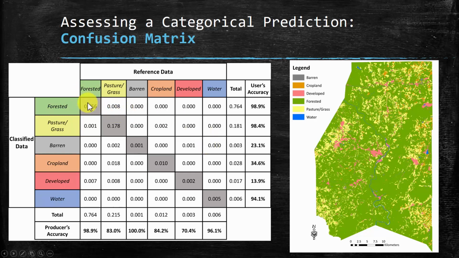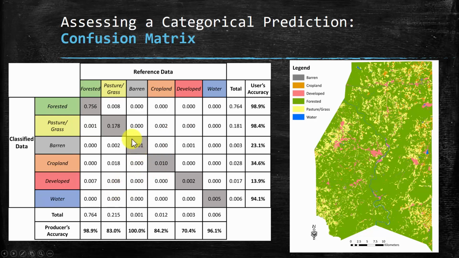So the diagonal represents the correct answers. These cells were forest and they were called forest. These cells were pasture grass and they were called pasture grass. These cells were barren and they were called barren. These were crop, they were called crop. These were developed, they were called developed, and so on and so forth. All the off-diagonals are incorrect classifications.